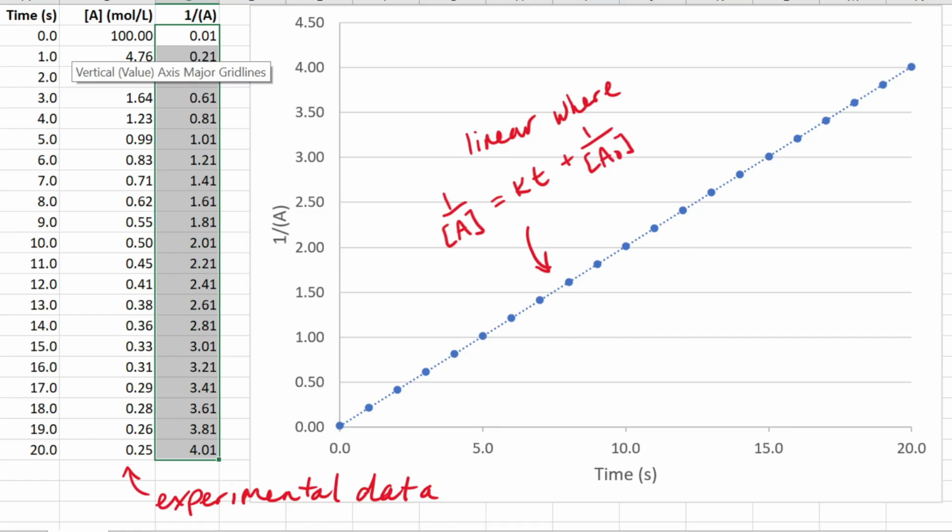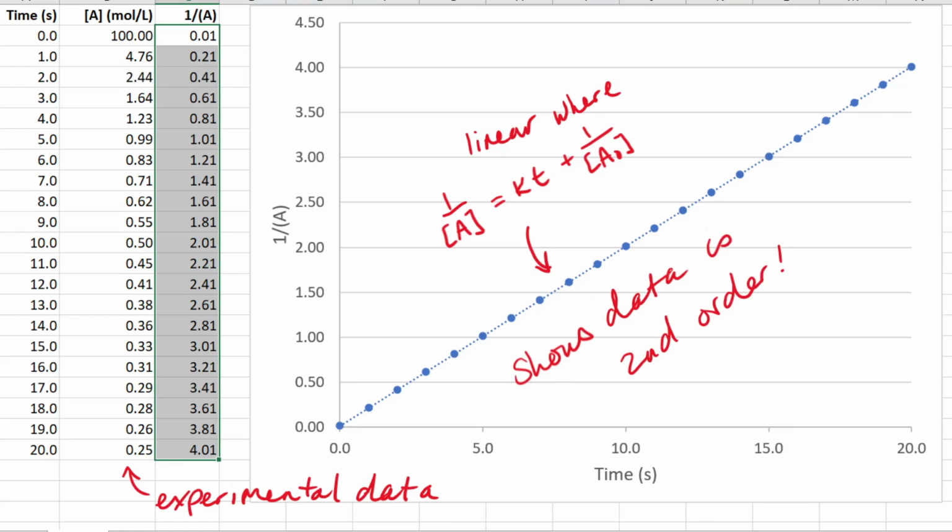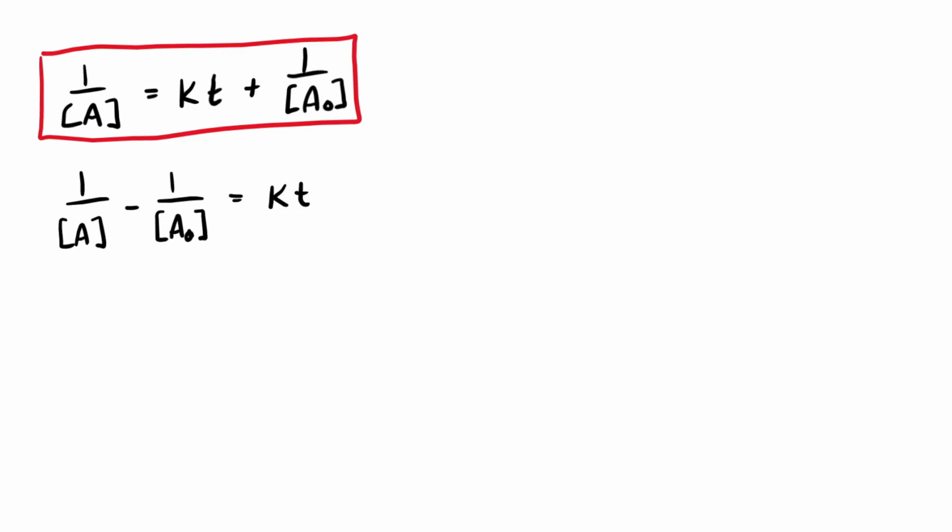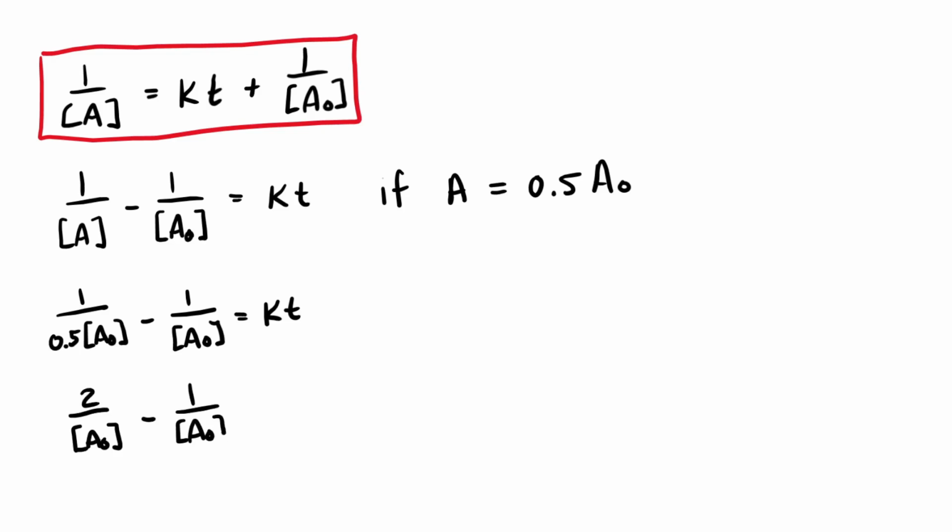And similarly, we can use the fact that it's linear when we plot 1 over the amount versus time to determine whether an experimental reaction is second order. We can also use the relationship to analyze it according to the fraction, or the half-life, just like we did for first order, but we're going to find a different result.